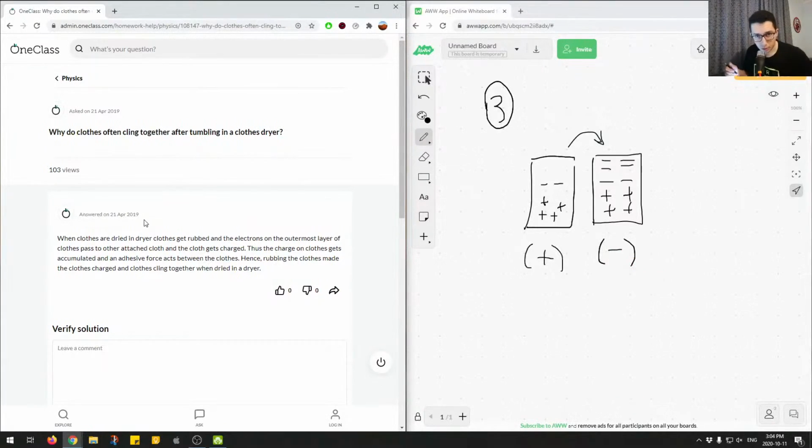And because we know opposites attract, a positively charged piece of clothing will be attracted to a negatively charged one. If they were both positive, they would not attract. But because there's a positive charge on one piece of clothing and a negative charge on another, we get this attractive force, and that's why you have the clinging. And that's the explanation. And this effect has a name, and it's called the triboelectric effect.